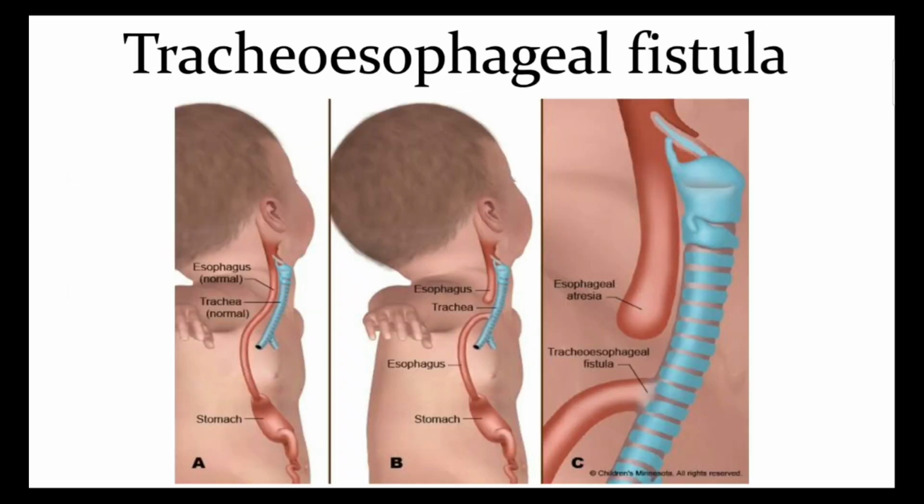Next is tracheoesophageal fistula. It is the most common congenital anomaly of the esophagus that occurs due to failure of the separation of the lumen of the tracheal tube from that of the esophagus by the laryngotracheal septum. In the most common type of tracheoesophageal fistula, the upper esophagus ends blindly and the lower esophagus communicates with the trachea at the level of the T4 vertebra.